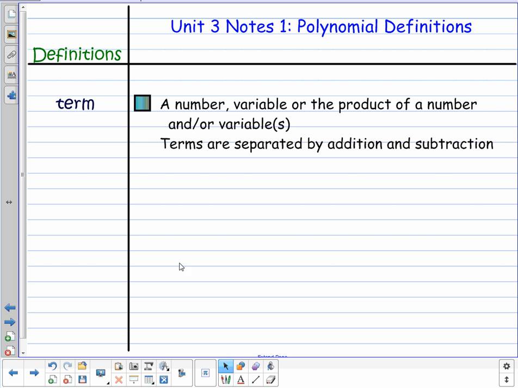Okay. So for example, a term might look like 4x squared. That's one term. Another term might just look like 7. Could just be a number. Another term might just look like y. Could just be a variable. And those terms are going to be separated by addition or subtraction. Now remember, you can pause these videos at any time in case you need to take a little bit more time to write down what's being said.